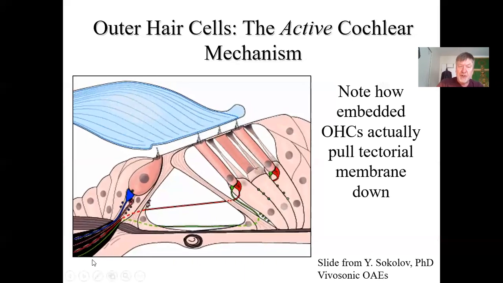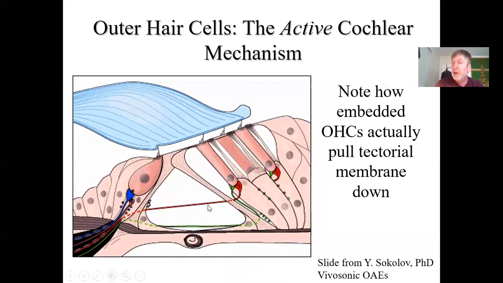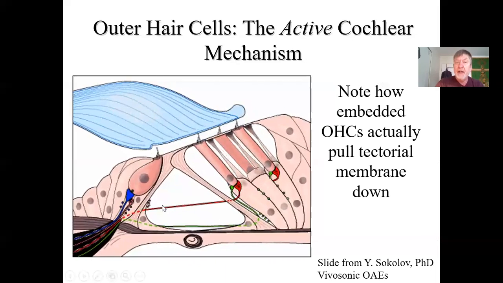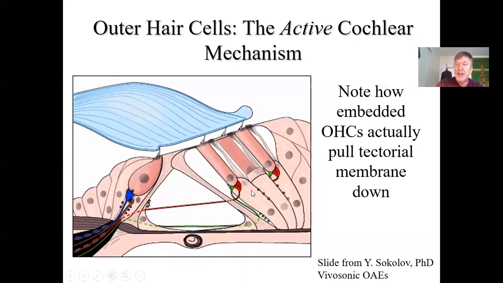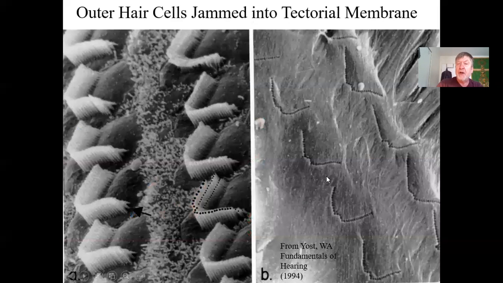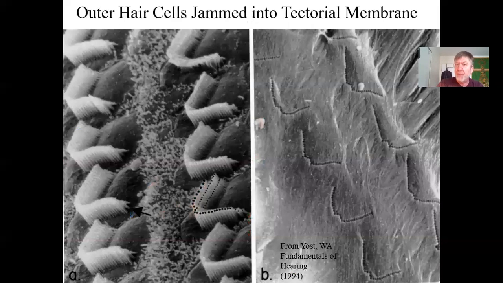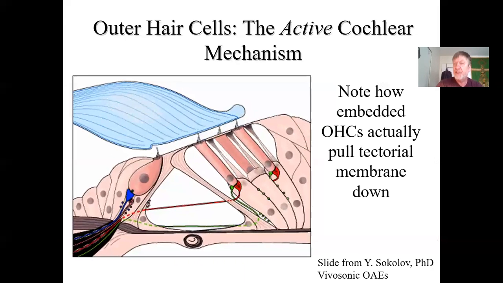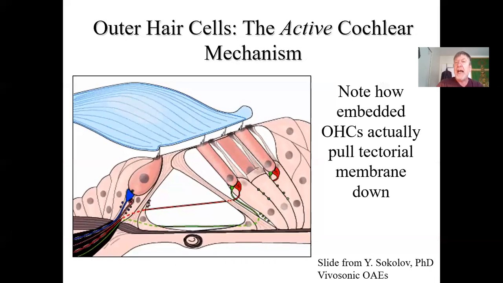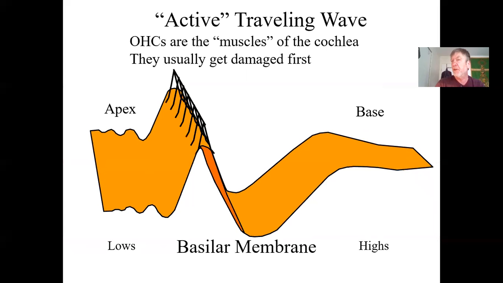So the outer hair cells are given a message by this red nerve here, the olivocochlear bundle, you will recall, and they're given the message to shrink. And they can only pull down that membrane if their hairs are embedded into the underside of that tectorial membrane. The sole action of that, or the main action of this stuff, creates what's called the active cochlear mechanism. It changes a passive traveling wave into an active traveling wave.